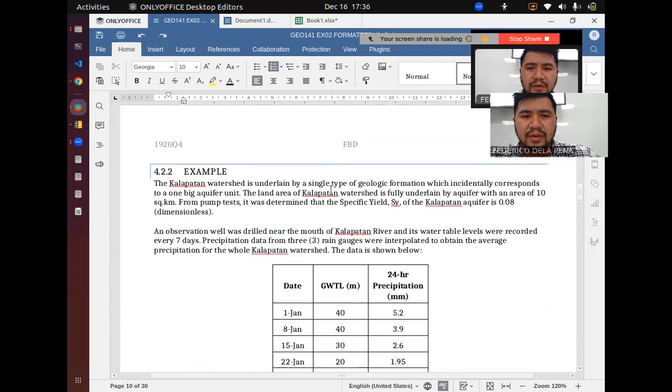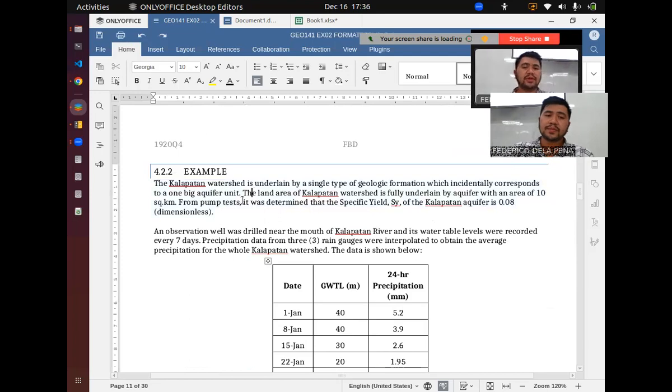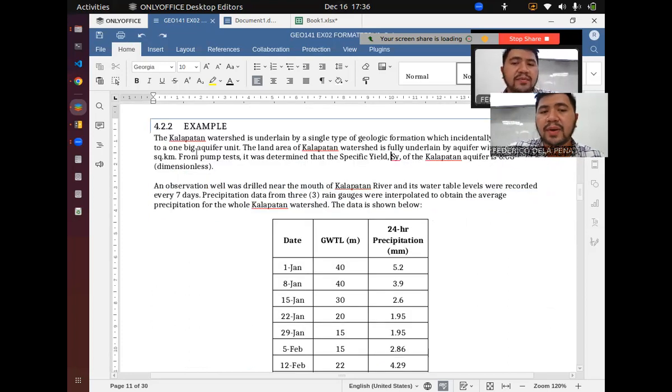Okay, it's much simpler to just talk about an example. So let's say we have your Kalapatan watershed. It's a shank aquifer that is also a watershed. No? Watershed aquifer, isa lang sila. Area of the watershed and the aquifer is 10 square kilometers. And then from pumping test, determine na yung specific yield niya is 0.08.